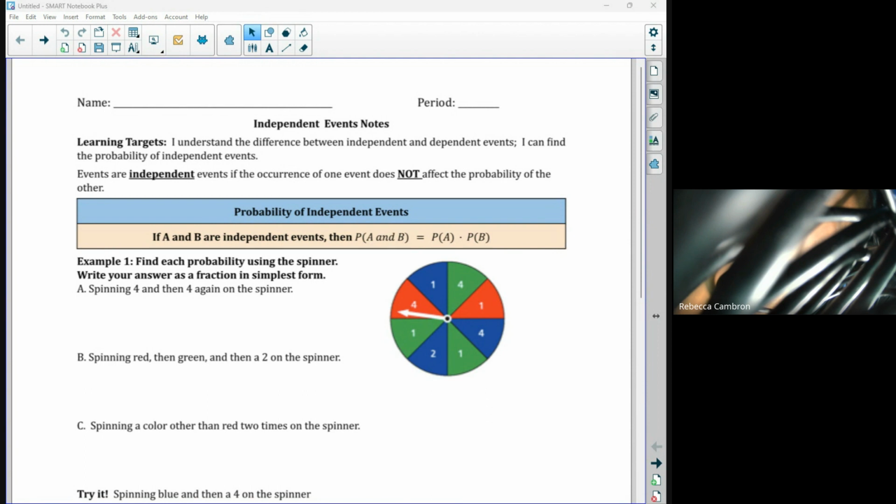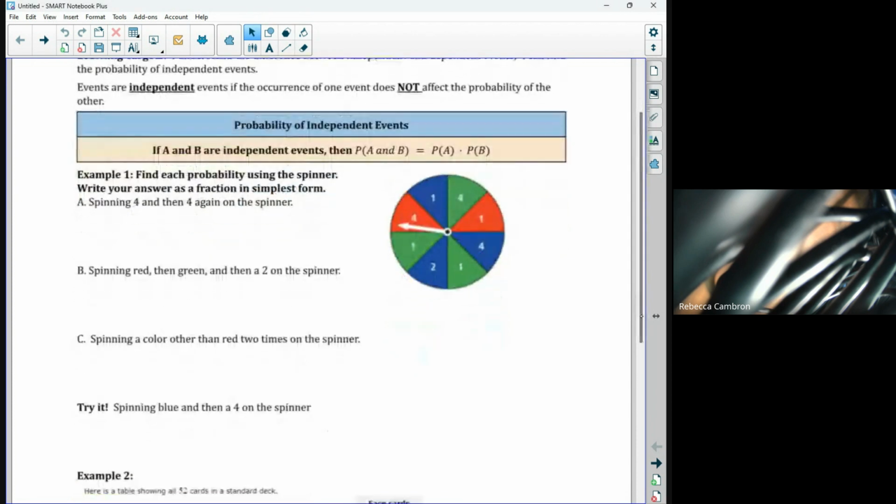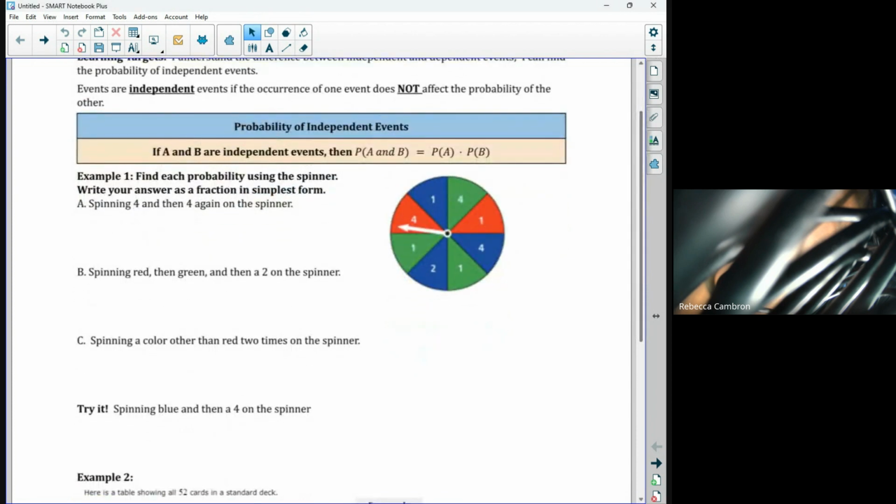So example one, find each probability using the spinner. Write your answer as a fraction in simplest form. So as always, read the Alex instructions. If it says fraction in simplest form, do that. If it says decimal, do that. So you're spinning the spinner, and you want to spin a 4 and then a 4 again on the spinner. So and is the magic word that you know you're going to multiply. So I want the probability of a 4 times the probability of a 4.